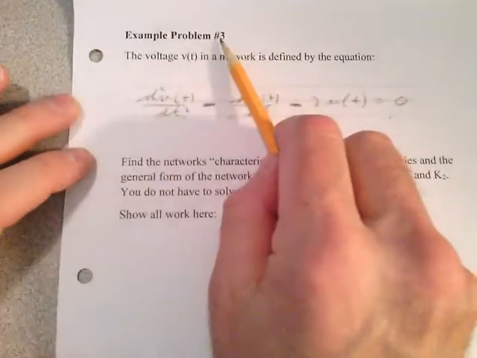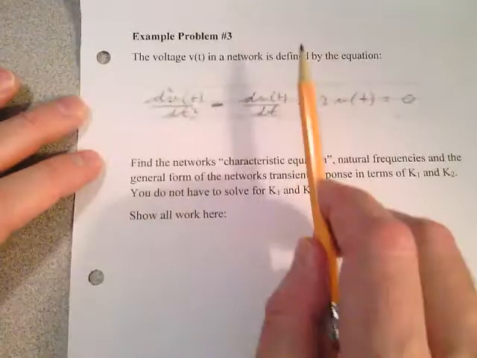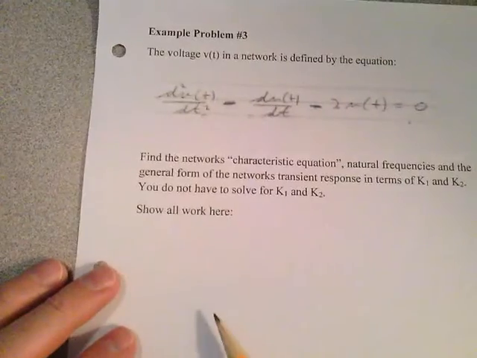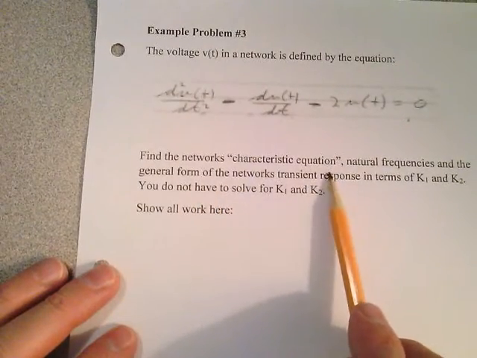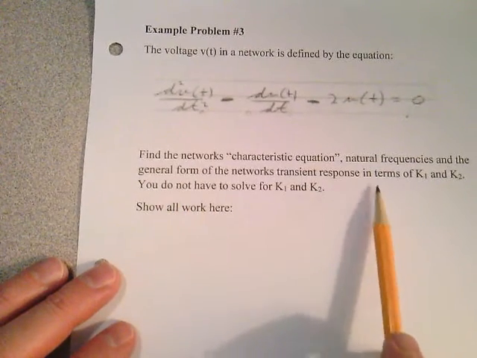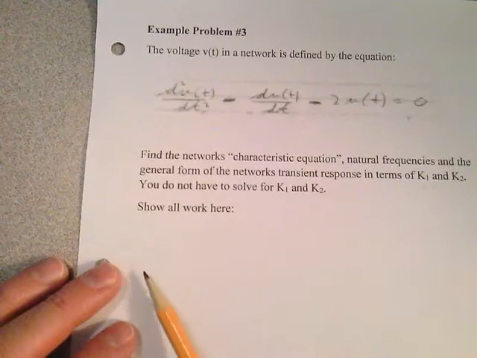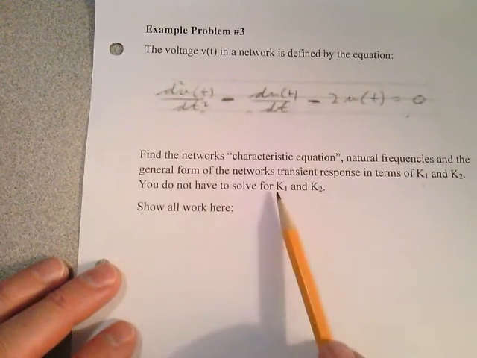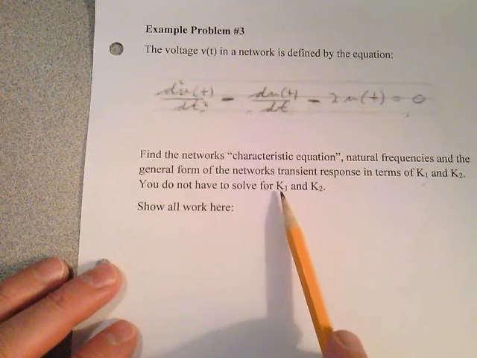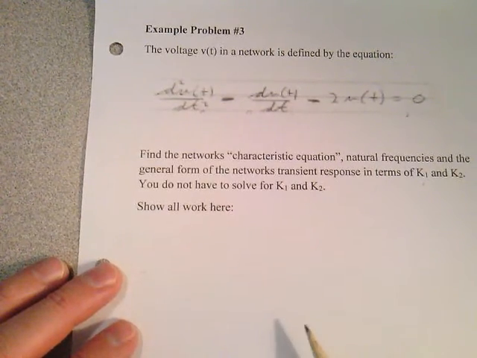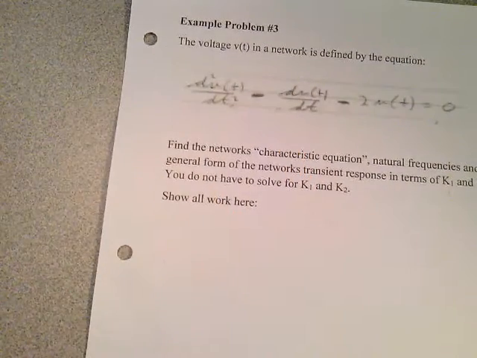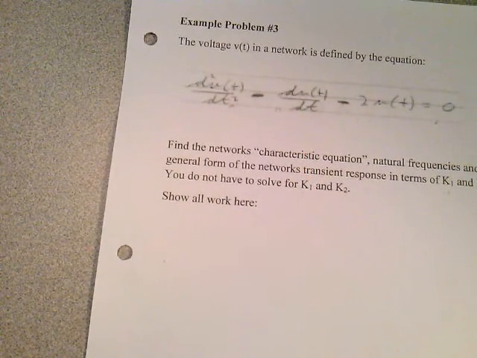And then example problem number 3. Here what we have is a differential equation. I want you to find the network's characteristic equation, natural frequencies, and the general form of the network transient response in terms of K1 and K2. You do not have to solve for K1 and K2. I just want you to give the general form of the voltage. And I want to see what you end up with there.